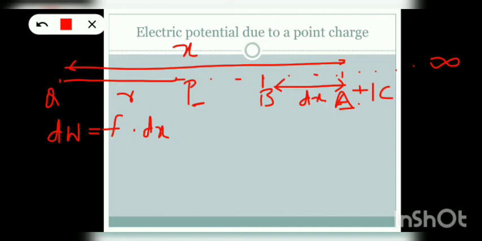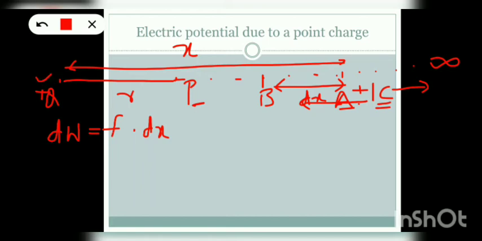And what is the force here? Our test charge is a positive charge, and this positive charge will repel this plus 1 coulomb charge because both are like charges. So if there is a repulsion, this charge will have a tendency to move towards this side. But we want to move this charge along this direction from A to B. So we are doing work against the electrostatic force offered by this plus Q charge.